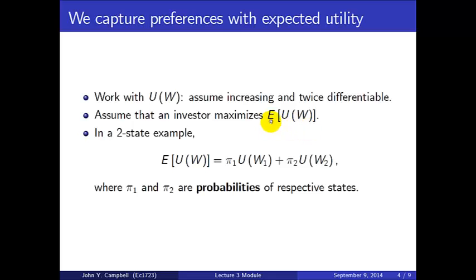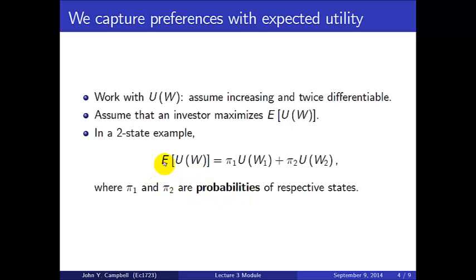Now, what do I mean by expectation here? What does this letter E actually mean? Well, we're going to assume a world with a discrete number of states. Let's suppose there are two states. And these states have probabilities attached to them. Call the probability of the first state pi 1, the probability of the second state pi 2. Then an expectation is just a probability weighted average.